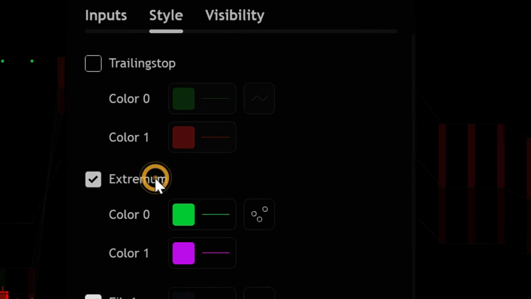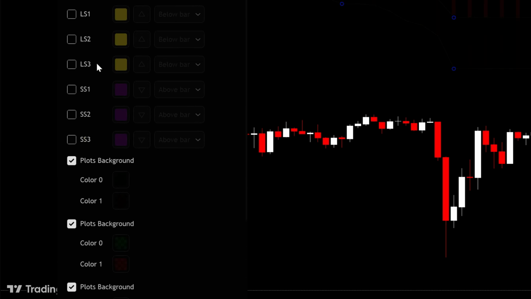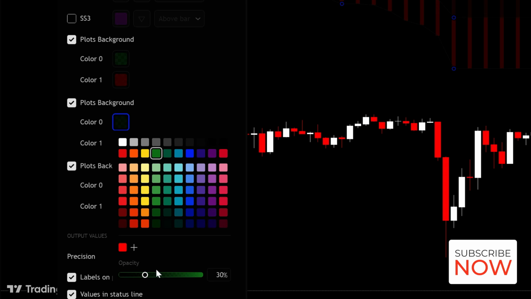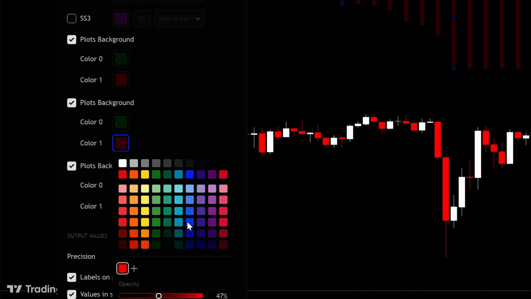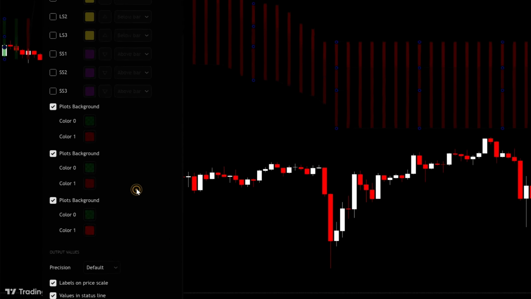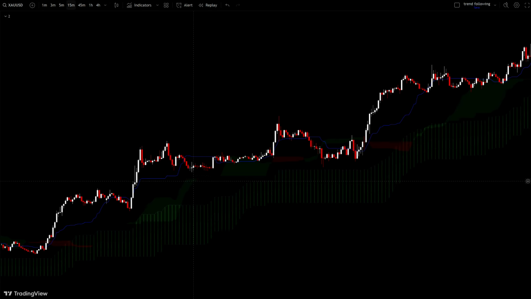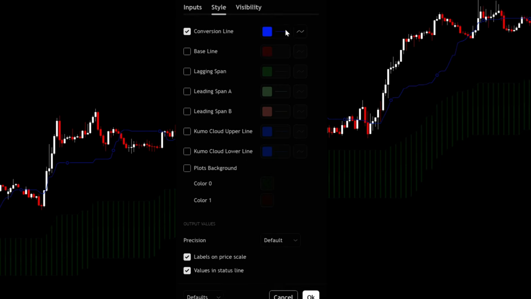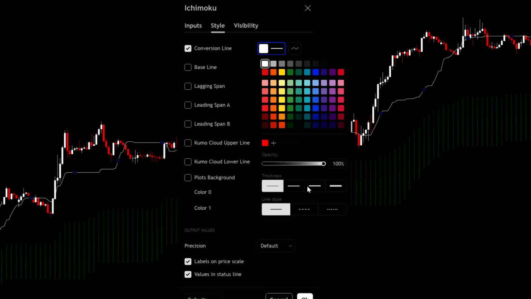Now let's clean up the chart. Only the Swing Arm ribbon should remain visible. This gives you the market's main structure. Now you can even remove the Ichimoku cloud itself because the Swing Arm clearly shows the phase.